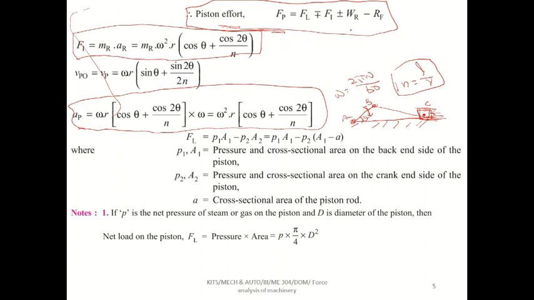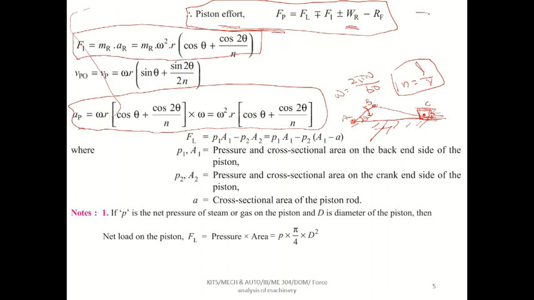So where W is the weight of the piston. Suppose if it is a vertical engine, then this W will play the role. If it is a horizontal engine like this, we don't want to consider this W. Suppose if it is a vertical engine, they will give the weight of the parts, weight of piston, weight of connecting rod. We have to add it.